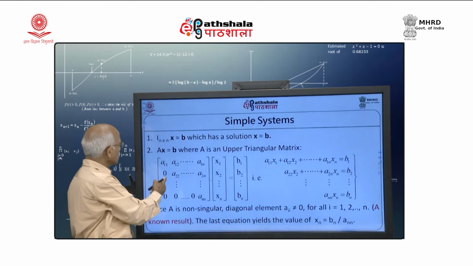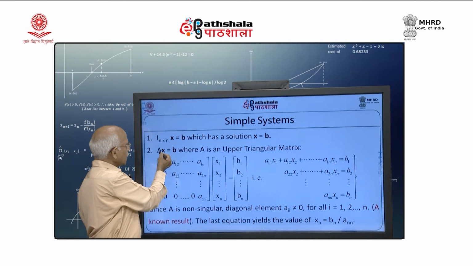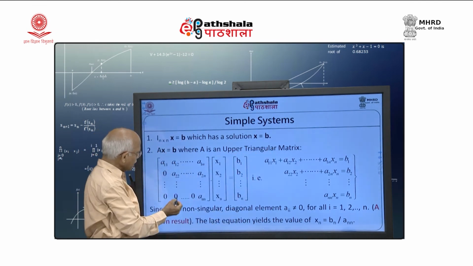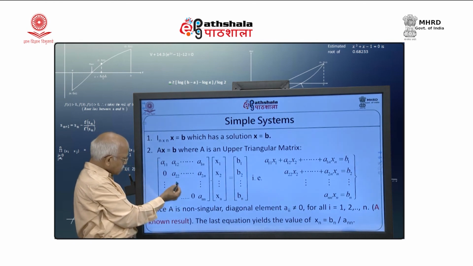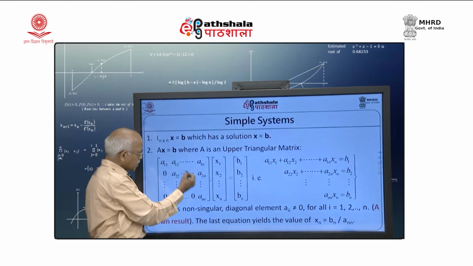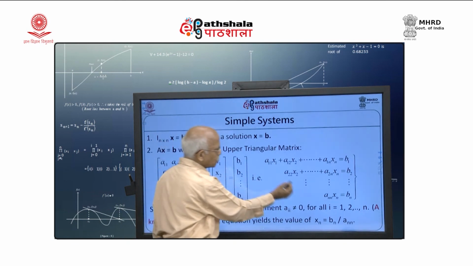If we have an upper triangular matrix, which was defined in the earlier module, so A x bar equal to b bar, where A is an upper triangular matrix. Upper triangular matrix means the elements below the diagonal are 0 and the elements above the diagonal are non-zero. So, we get an upper triangular matrix like this, and the system will look like this.